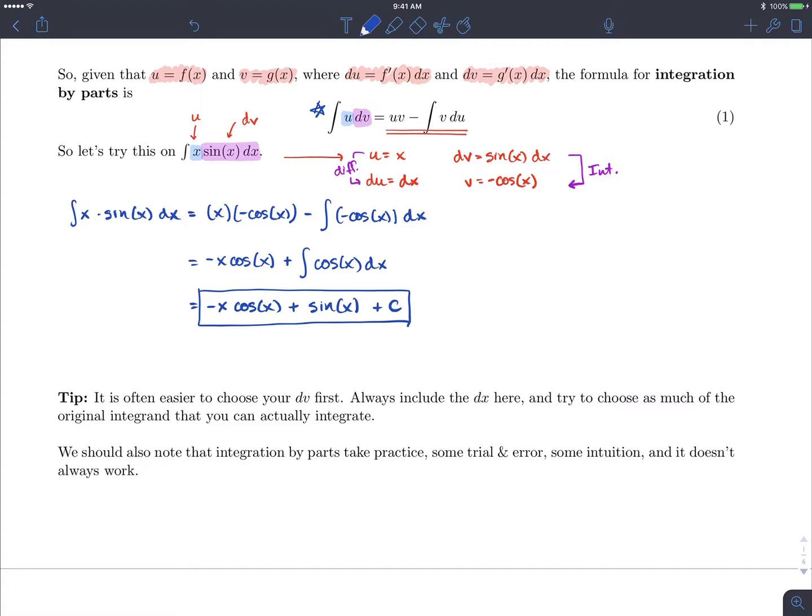Now, a couple things to keep in mind at this point. A tip I would consider is that it's usually easier for us to choose the dv first. So in terms of what's my u and what's my dv, I'd encourage you to consider choosing the dv first. We're going to talk a little bit more extensively about that in a minute. Don't forget, dx is always going to go with that. In general, we try to pick as much of the integrand as we can actually integrate, because integrating is usually the more difficult task in these problems. Differentiating tends to be easier.